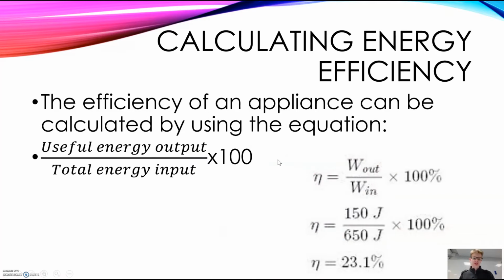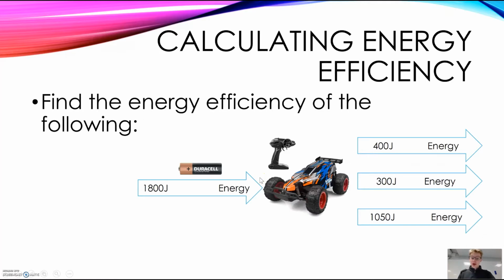We calculate this with this formula here. We take the useful energy output and we divide that by the energy input, and we times it by 100. So this is just a percentage. Let's understand this further with some examples.